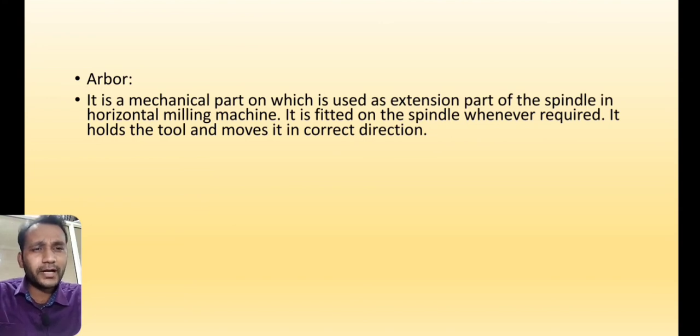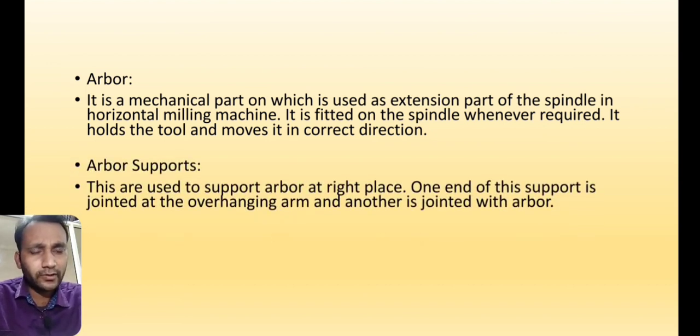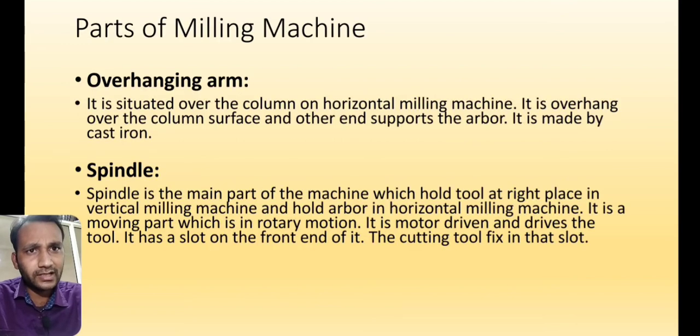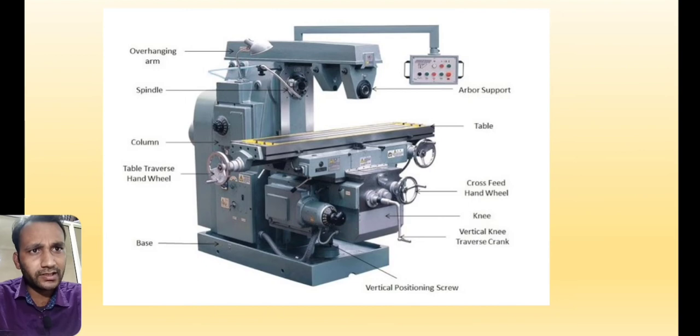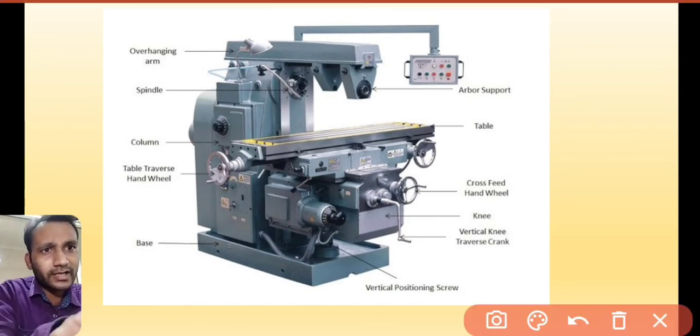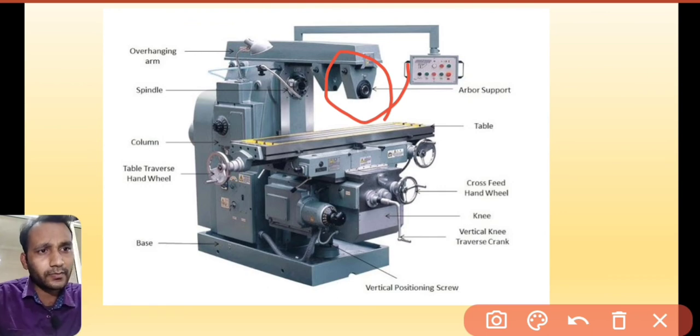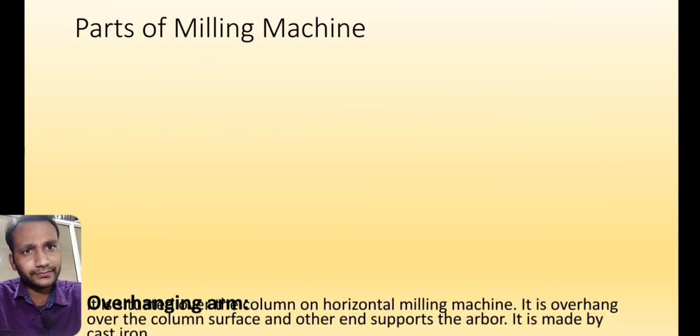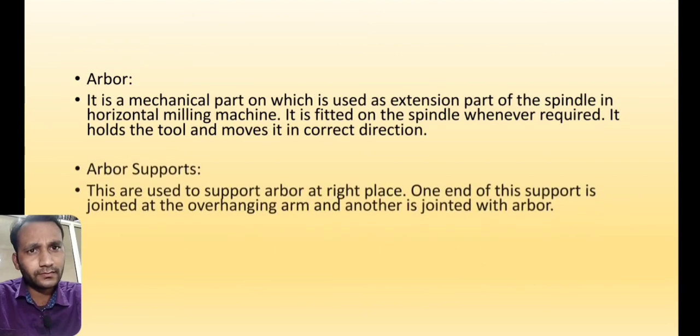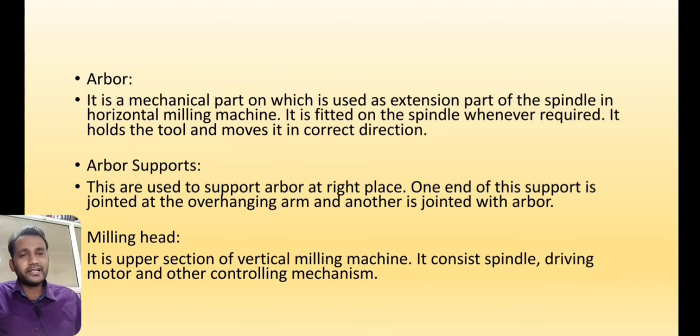The arbor is a mechanical part used as an extension of the spindle in the horizontal milling machine. It is fitted in the spindle wherever required. So in the horizontal milling machine the arbor is used. You can see in the diagram, this part is called the arbor support. Next is the milling head. The milling head is the head which has the spindle, arbor and milling cutter.